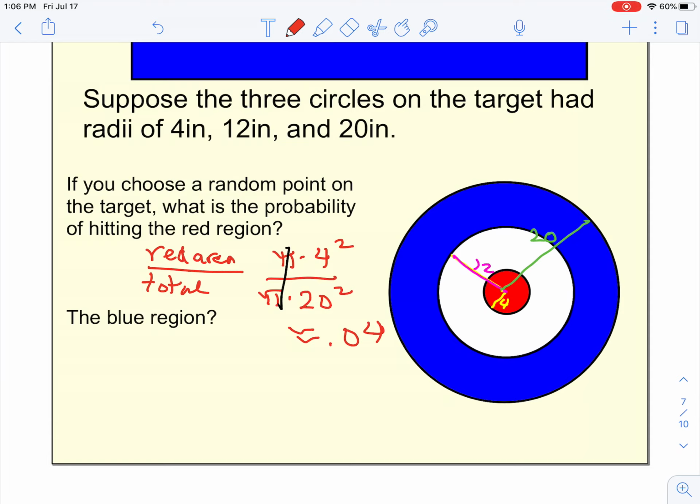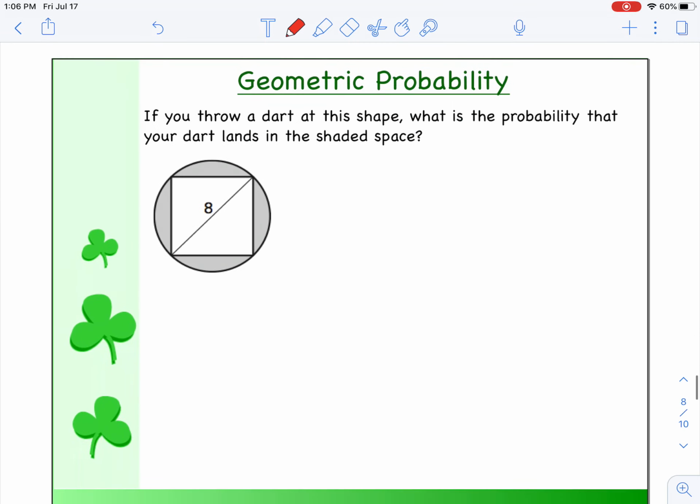The blue region, you try that one. That's going to be trickier because you're going to have to subtract out the area that you are not having. But check back to the notes and see if you got it right. That leads into what we're going to do here. So if you don't get it, you could watch the rest of the video and then try it.